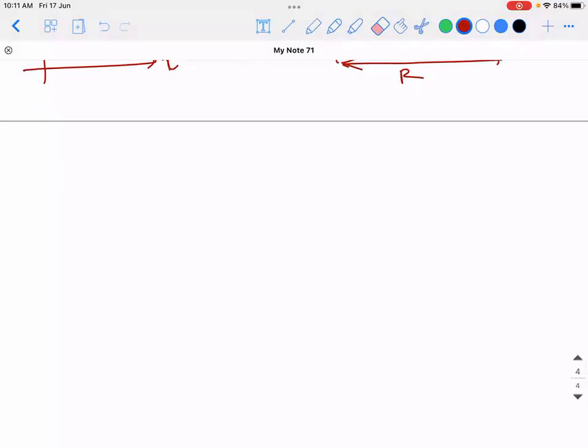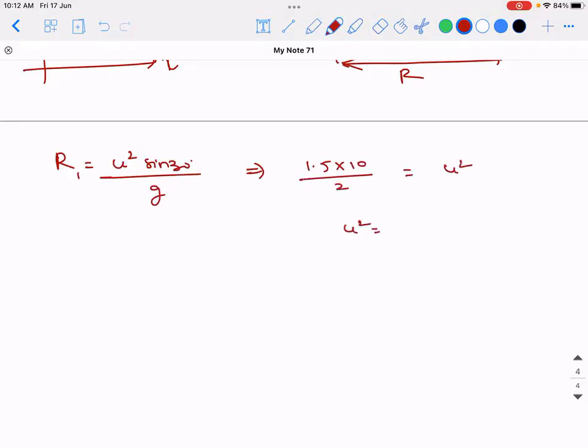Then you need to find C. See, R1 is equal to U square sine 30 divided by g. So 1.5 into 10 divided by 2 is equal to U square. So U square is equal to 7.5 meter square. So R is equal to U square by g. No, you will get 0.75. That's what it is. 0.75 is the answer.